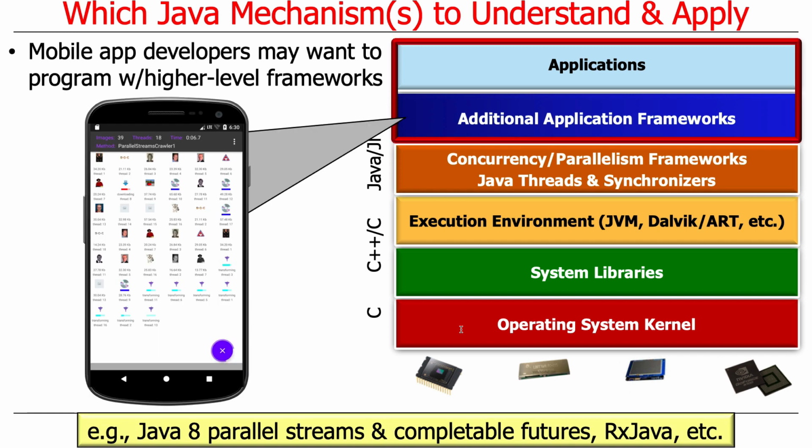Okay, the third type of approach, which of course is what we're going to focus on in this class, will be using higher-level frameworks. So these would include things like Java streams and parallel streams and completable futures and RxJava, which is yet another framework built on top of all these lower-level mechanisms using functional programming features and facades and so on. And those approaches are most appropriate if you're an application developer and you're just trying to get your app done very quickly without having to wrestle with all the lower-level mechanisms.